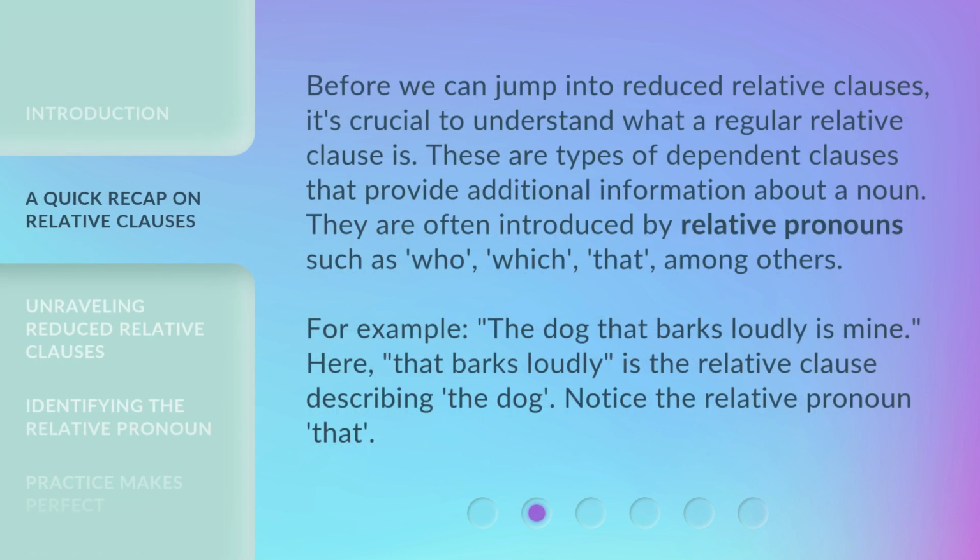Before we can jump into reduced relative clauses, it's crucial to understand what a regular relative clause is. These are types of dependent clauses that provide additional information about a noun. They are often introduced by relative pronouns such as who, which, that, among others. For example, the dog that barks loudly is mine. Here, that barks loudly is the relative clause describing the dog. Notice the relative pronoun, that.